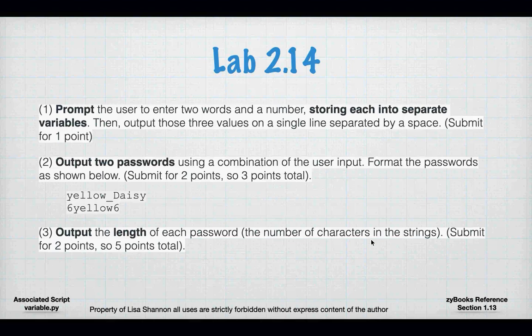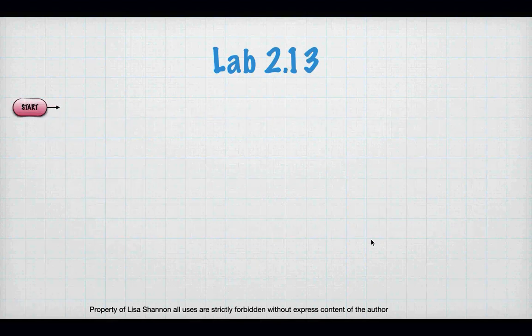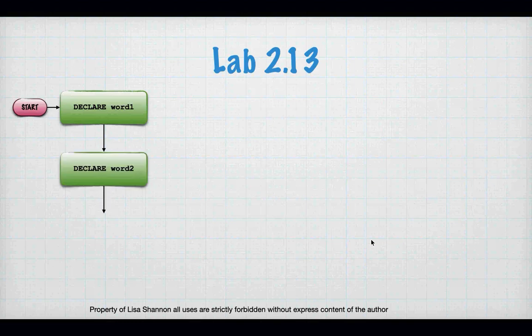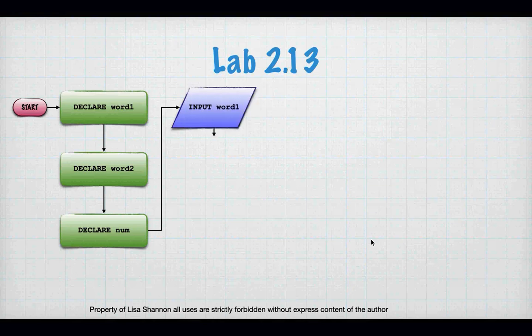2.14 is a little longer. A user is going to enter 2 words and a number. You're going to store each into separate variables, so you're going to have 3 different input statements. That's one point. Then you're going to output two words using a combination of the user input. So the first one is basically the first word underscore the second word, and then the next output is the number followed by the first word followed by the number. This is where you're going to use the format specifiers, because it makes it much easier. And then you're going to output the length of each word. So that's where we're going to use the len function. So here, for starting, we're going to declare the first word, declare the second word, declare a number, input the first word, input the second word, and input the number.